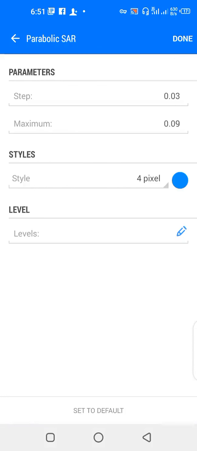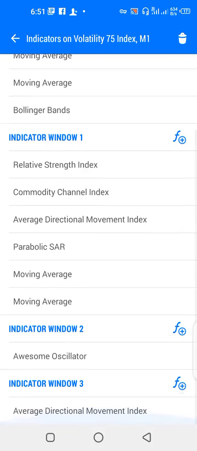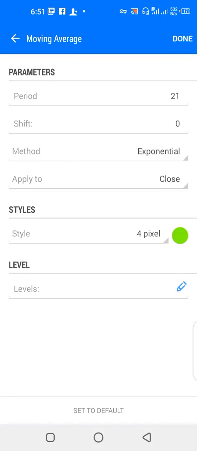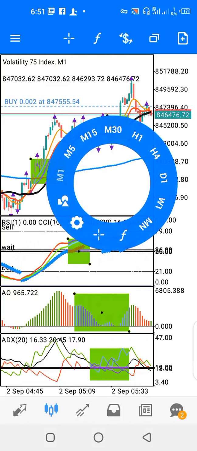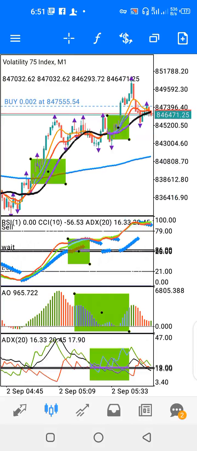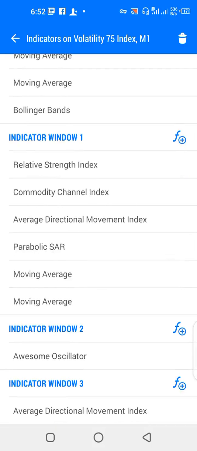Then we have parabolic SAR. The step is 0.03, maximum of 0.09. The color is blue. Then we have moving average, 21 period, shift is 0. Method is exponential. Apply to close. Color is lemon.